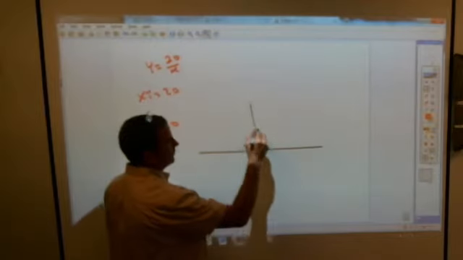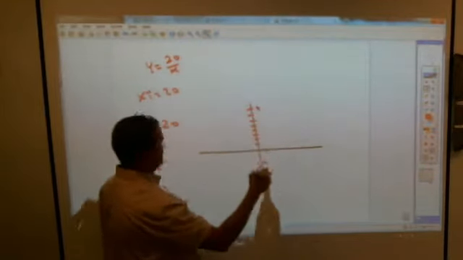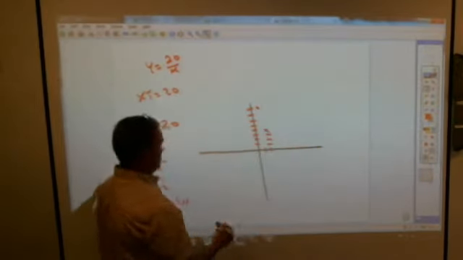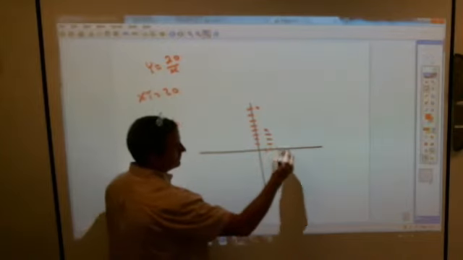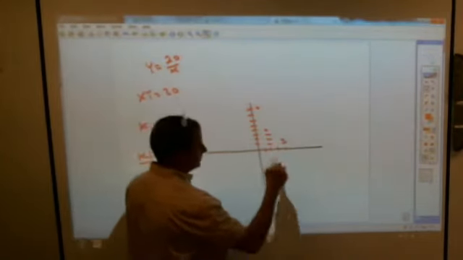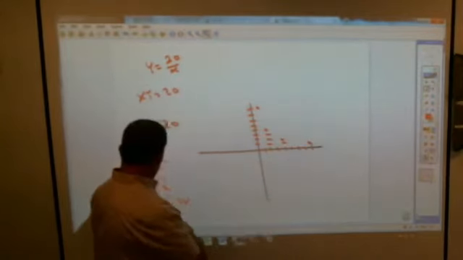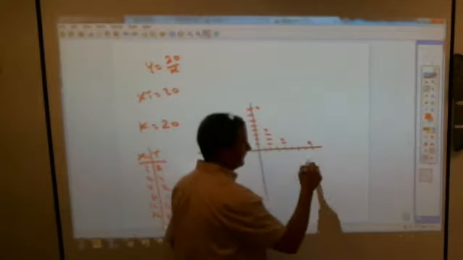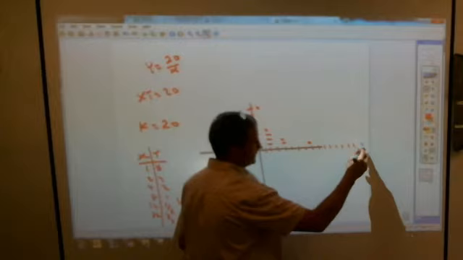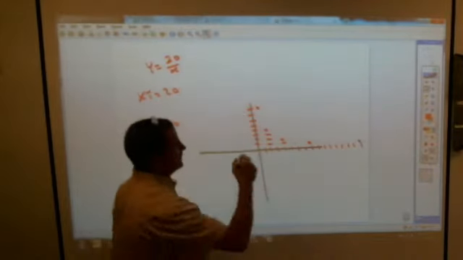Let's look at this. 1 person would take 8. 2 people take 4. 4 people took 2 hours. 8 people took 1 hour. 16 people took a half an hour. Here is the graph of inverse variation.